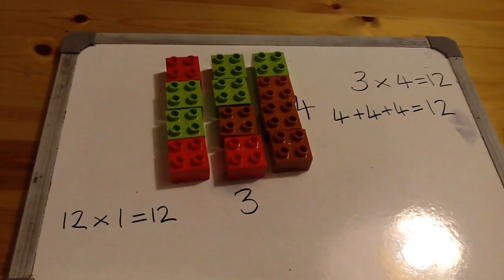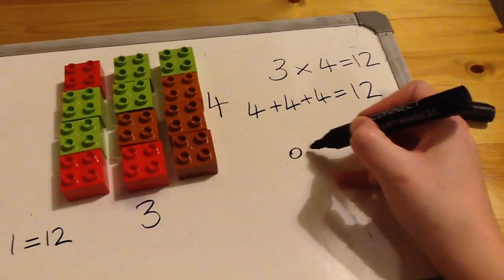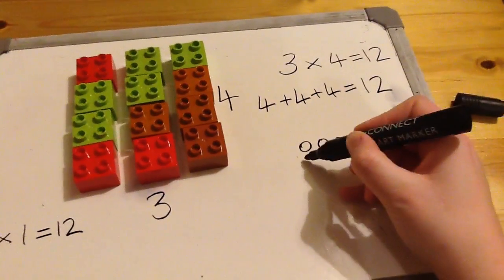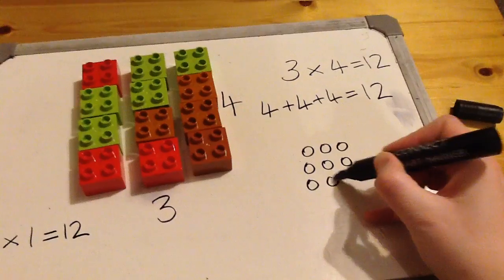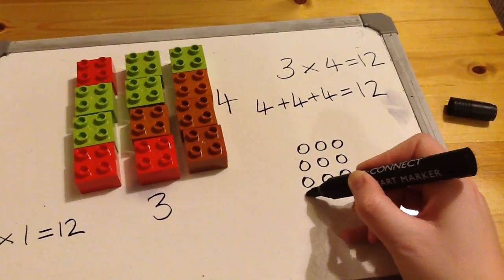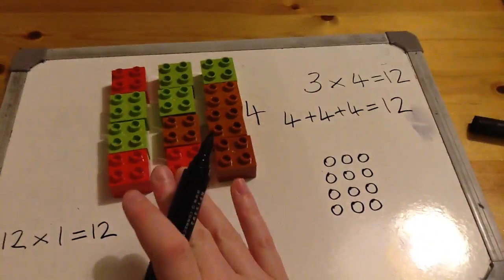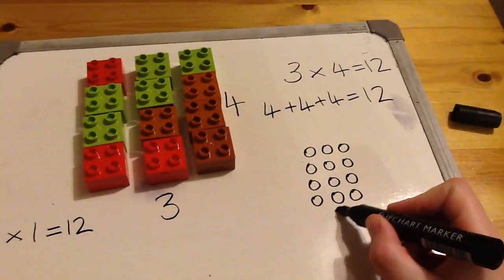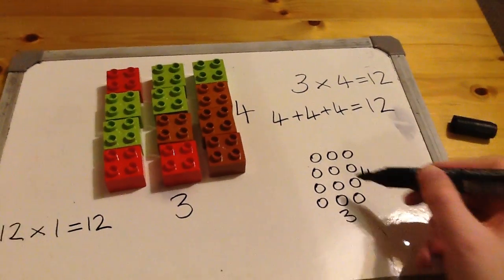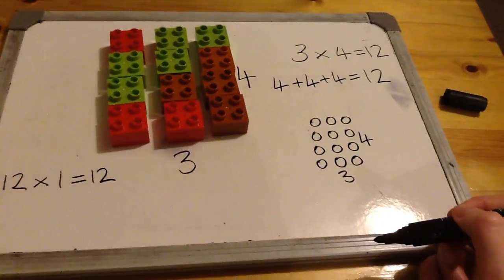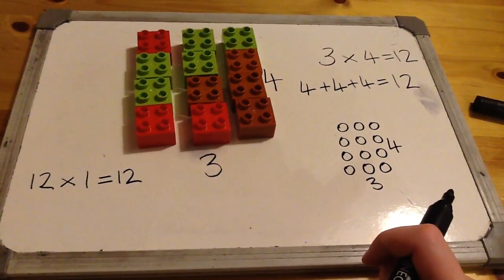Please do reach for something to use, or indeed you could draw out, if you've got a pen and paper, you could draw your arrays. This is exactly the same array as I've got here. I've still got 3 columns and I've got 4 rows, still got 12 dots in total. You can do it like that, okay? Hopefully that helps a little bit.